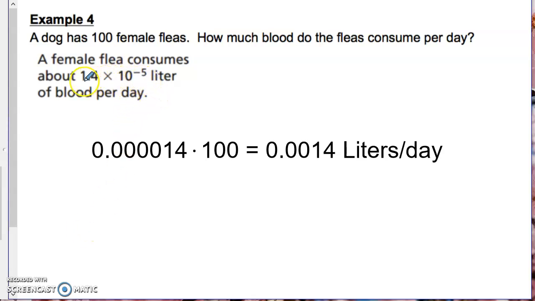So first, I want to take this out of scientific notation. The negative means I need to move the decimal to the left, so I move it 1, 2, 3, 4, 5 places, and I get 0.000014. Now that's how much one female flea consumes per day, but this poor dog has 100 female fleas on it. So I'm going to multiply that times 100, and that means that the blood that will be consumed by the fleas per day will be 0.0014 liters per day.